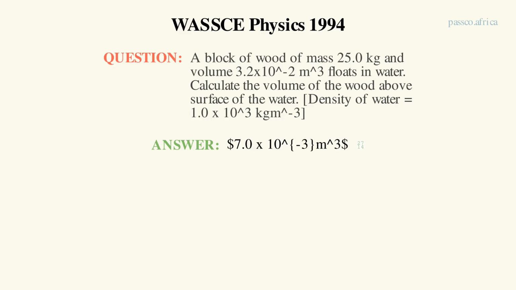A block of wood of mass 25.0 kilograms and volume 3.2 times 10 to the power of negative 2 m cubed floats in water. Calculate the volume of the wood above the surface of the water. Now, try it yourself.